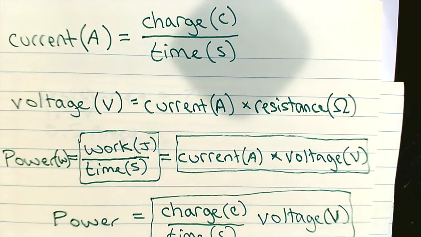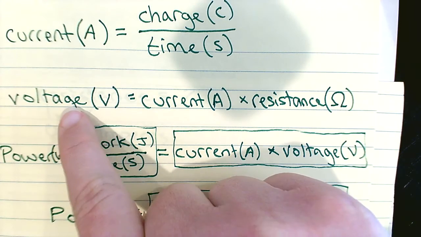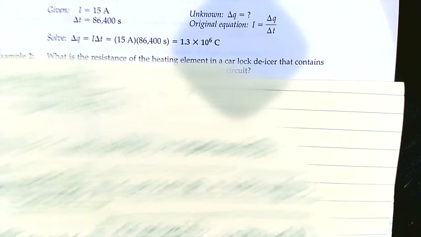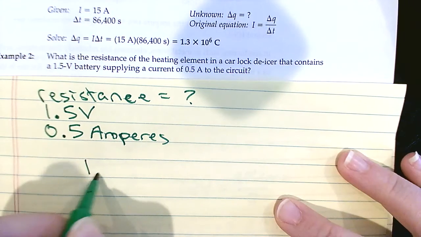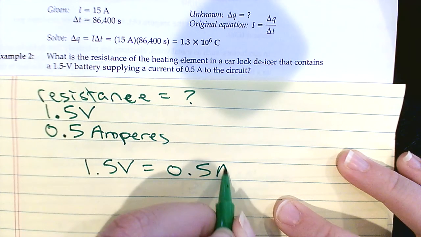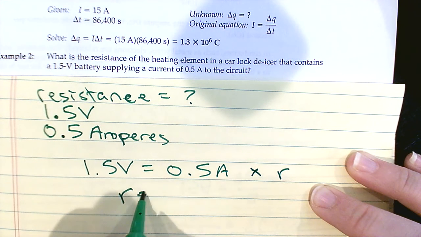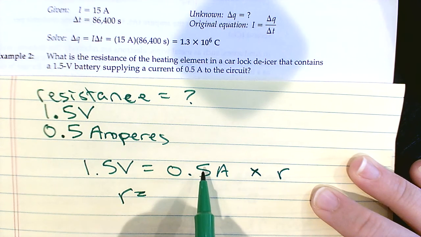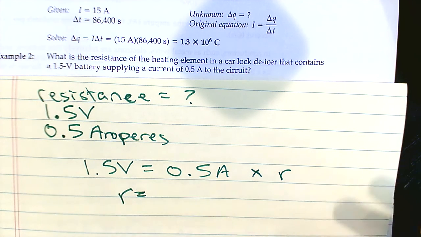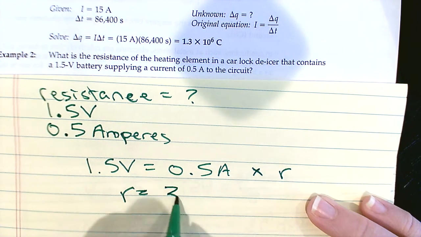Okay, so which equation is going to help us out here? Resistance, voltage, and current. That's going to be the best one. So we have voltage equals current times resistance. 1.5 volts equals current times resistance. My unknown is times 0.5. So to my 1.5, I would do the opposite. I would take 1.5 divided by 0.5, and it gives us 3.